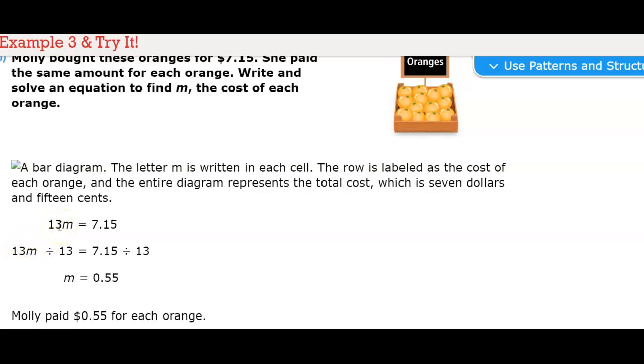To get the M by itself, our variable, instead of multiply, we do the inverse, which is division. So we divide by 13 on both sides of the equation. Once we divide 7.15 by 13, you would get 0.55, which is 55 cents she paid for each orange.